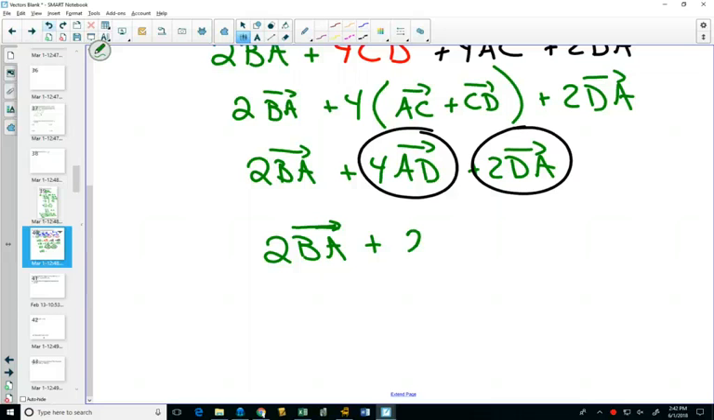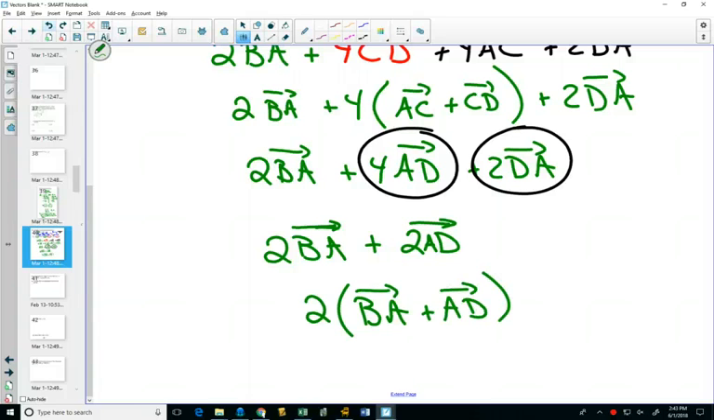And this will become 2 AD. Wow. And now those ones match up. I can factor it out. It won't be 4, but if I factor that out, this will become 2 BD.